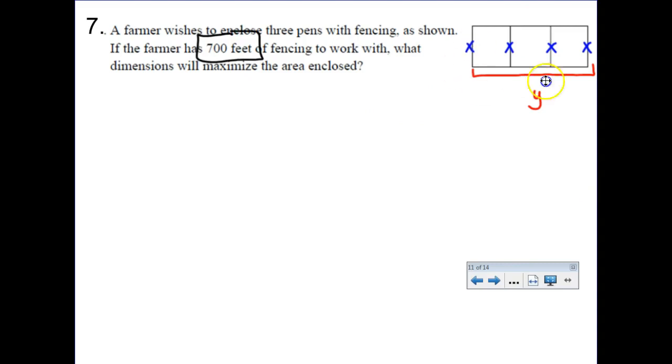So can we agree that if this measurement here is Y, that this measurement is also Y? So that would be 2 Ys plus, how many of those blue X's are there? 4 of them, so plus 4 X's. And adding up all those pieces, I only have 700 feet of fence.